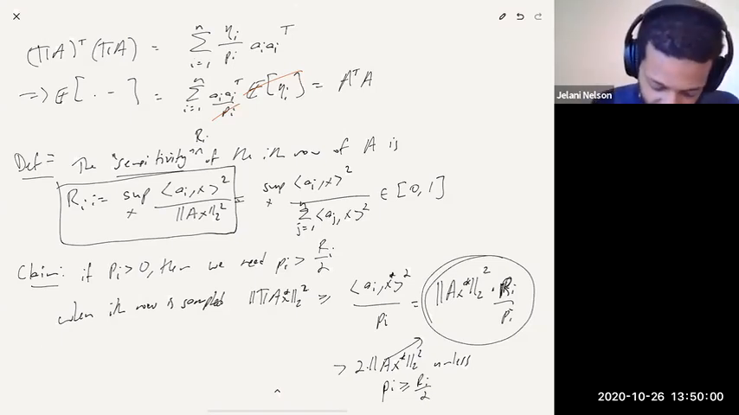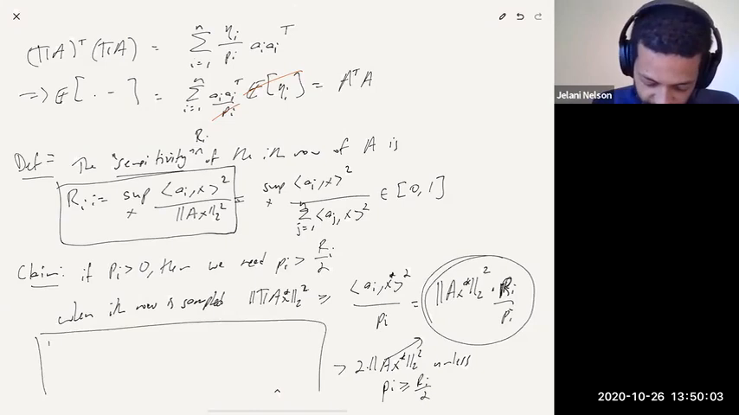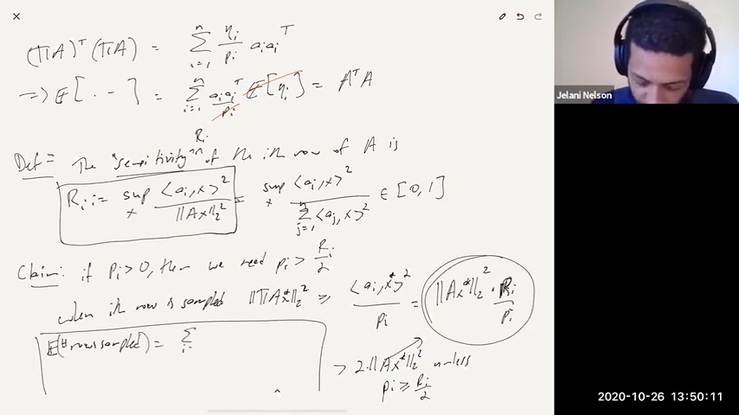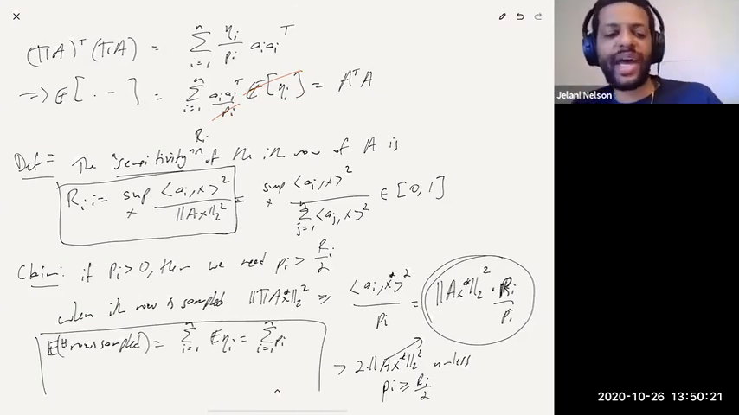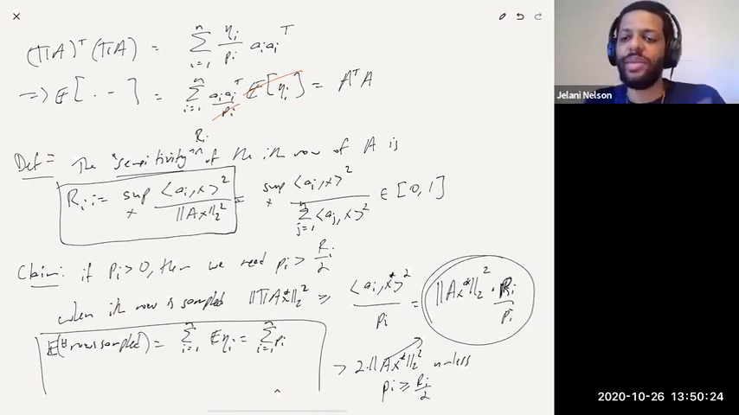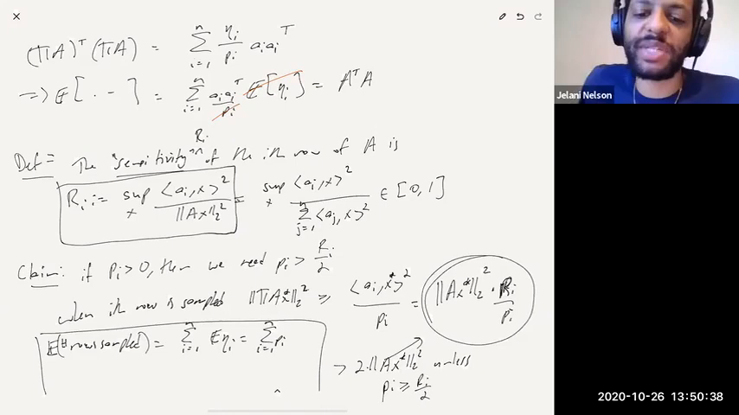Notice that the expected number of rows sampled is just the sum over i from 1 to n of the expectation of eta i, which is the sum of pi. Right? So I'm just looking at how good is my sketch, how many rows am I sketching down to? And I just want to know that up to big O notation. So the expected number of rows in my sketch is the sum of the pi's. So ideally, I would like the sum of the pi's to be as small as possible.